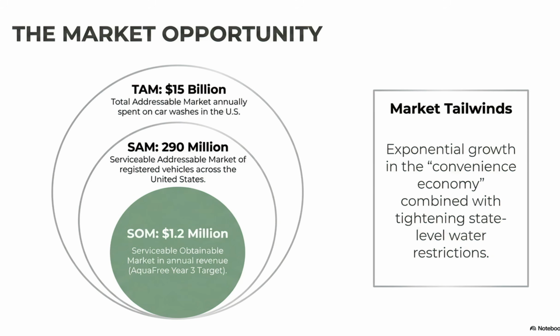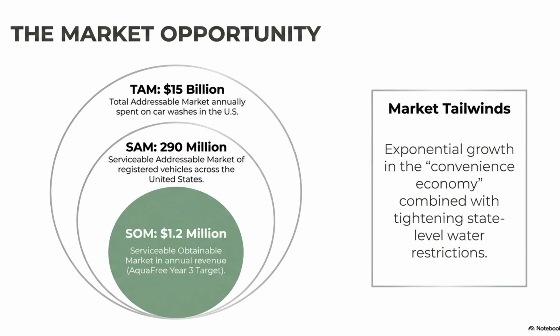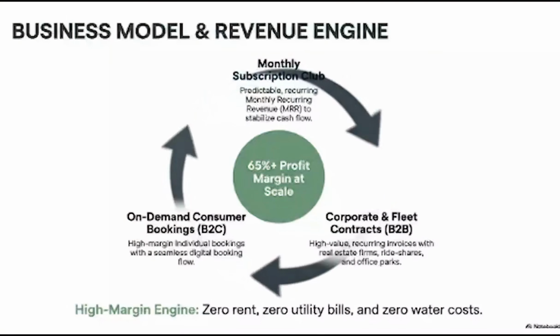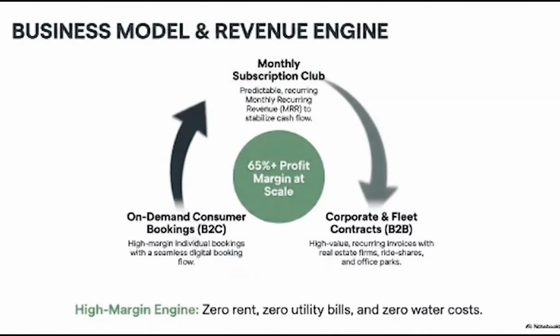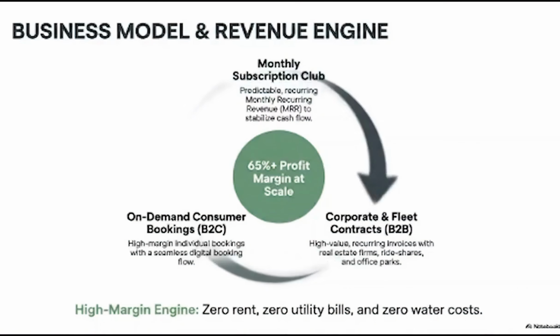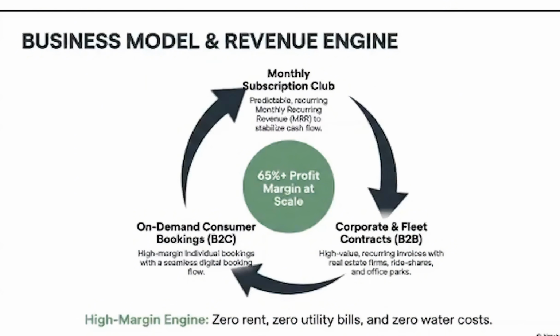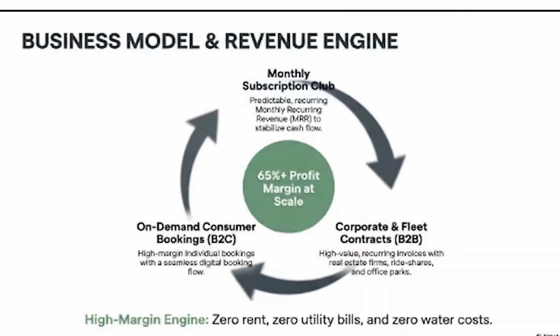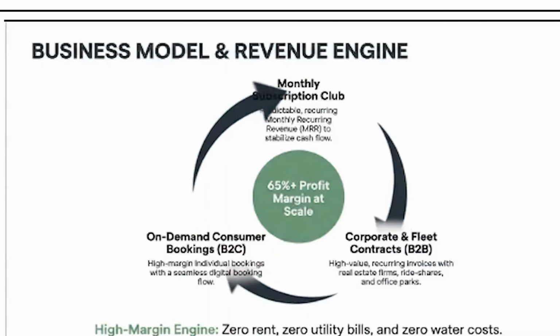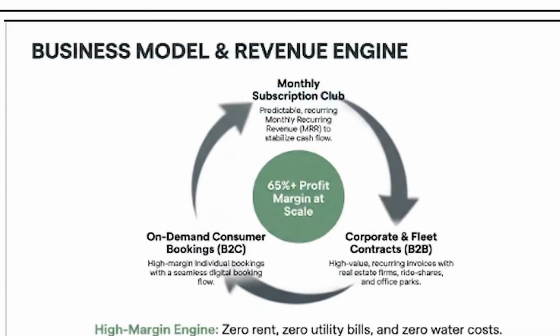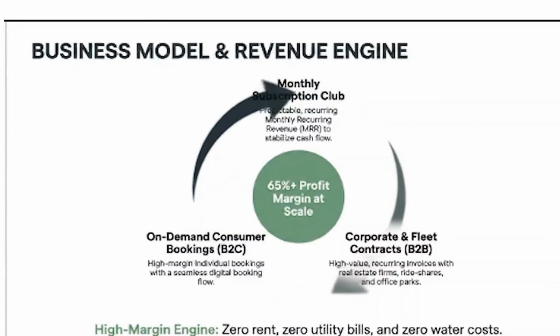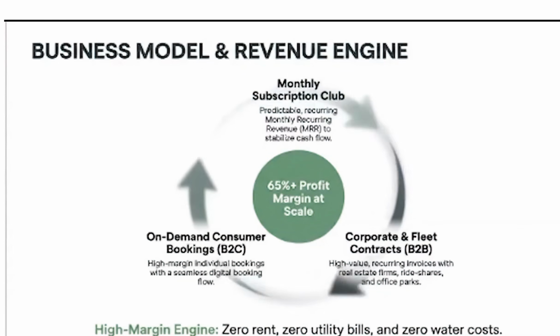We are seeing exponential growth in the convenience economy, combined with tightening state-level water restrictions, creating strong market tailwinds. Our business model is driven by a high-margin engine, eliminating rent, utility bills, and water costs, yielding 65% plus profit margin at scale. Revenue streams include on-demand B2C bookings, high-value B2B corporate and fleet contracts, and our stabilizing monthly subscription club, providing predictable recurring revenue.